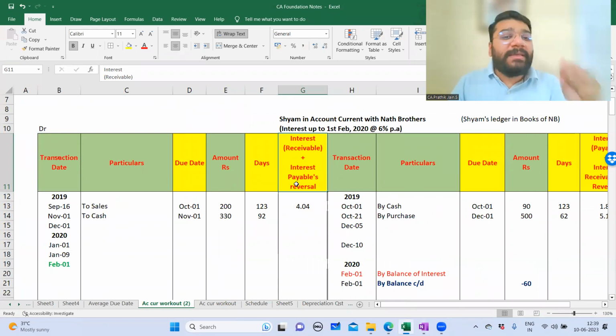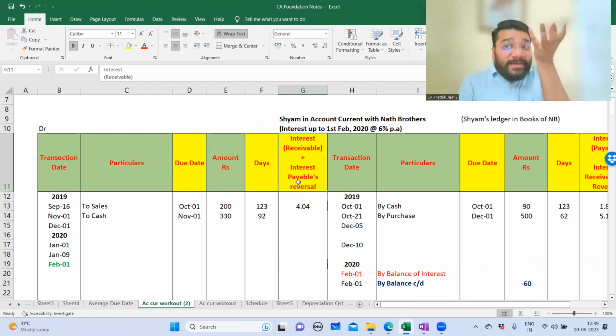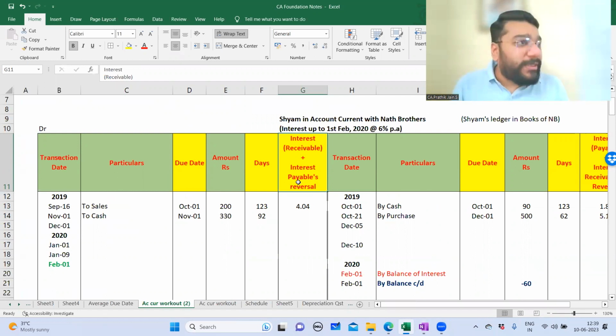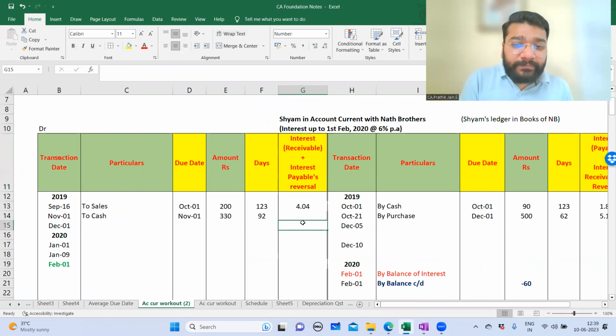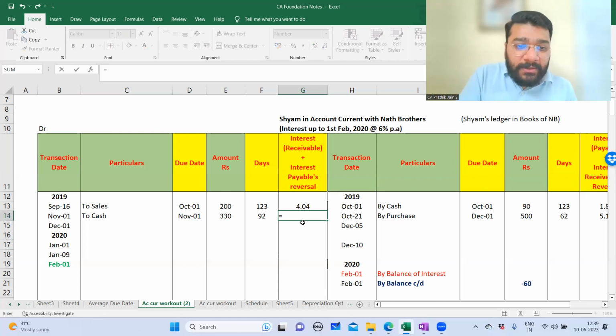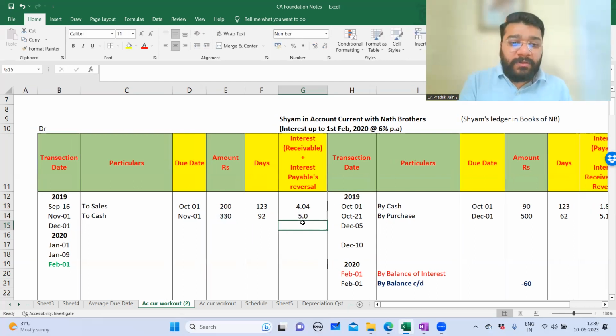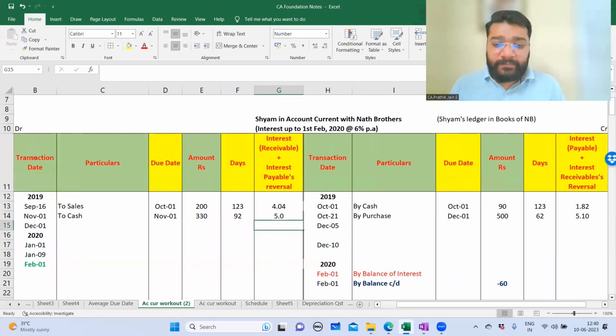Interest receivable plus interest payable reversal. So 30 days of interest receivable, plus 62 days of interest payable reversal. If I add together, it becomes 92 days. How much? Calculate the interest. So 330 into 6% into 92 divided by 365. 5 rupees is the reversal. Correct, no?